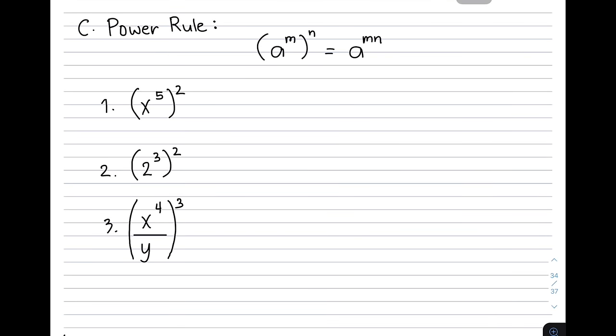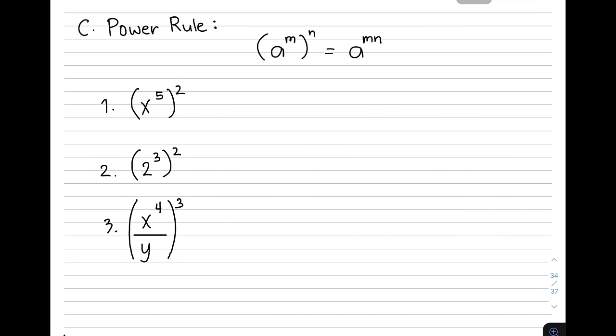Now for the third law of exponent, we have here the power rule. So we have here this illustration, a raised to m raised to n. So how do we simplify this kind of expression using power rule? All you need to do is to copy your base a and then simply multiply the exponents. That's why we have here a raised to mn. So let's have example number 1 para ma-apply natin yung power rule.